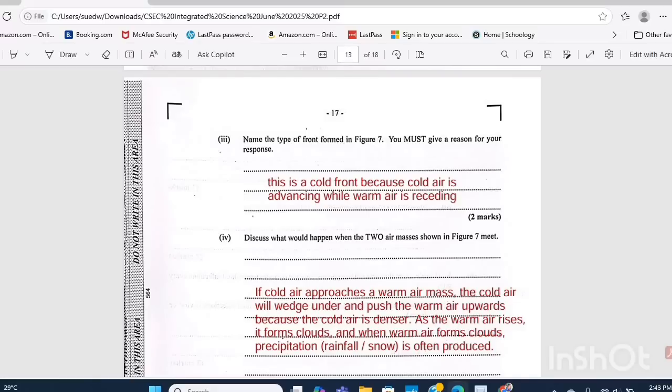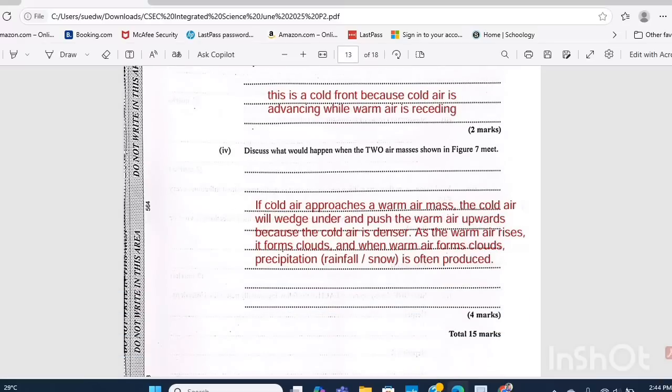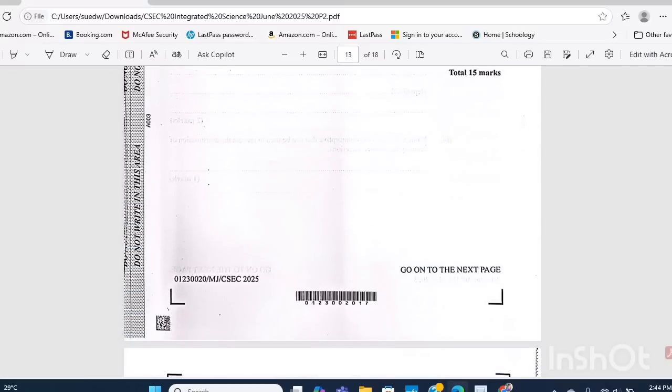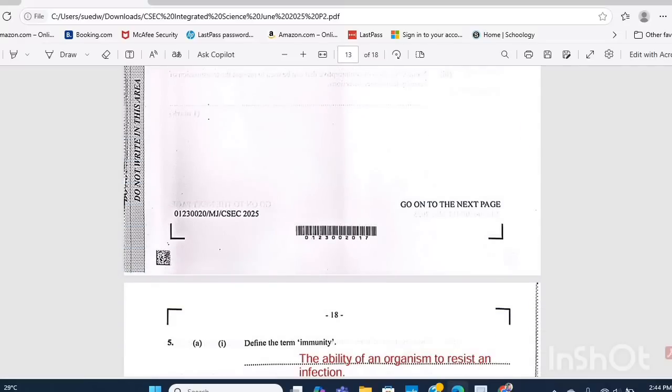And when the warm air forms clouds, we have a lot of precipitation, rainfall or snow, which is often produced. So that's what happens. The cold air pushes the warm air up and causes us to have a lot of cloud formation, causing a lot of rain formation. All right, maybe that one was a little bit tricky because it's at the back of the syllabus.